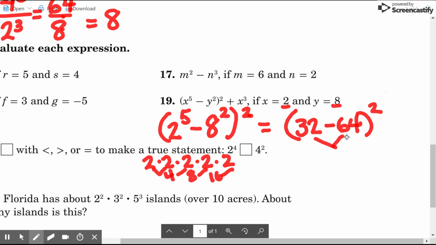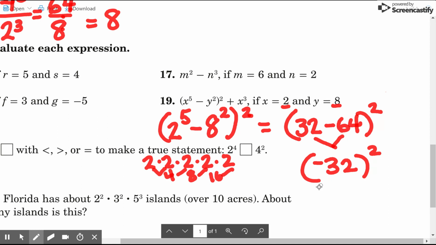Now working inside those parentheses, 32 minus 64. So we're going to subtract them because they have different signs. So 64 take away 32 is 32, and it's negative because 64 has a larger absolute value or a larger distance from 0, so the number is going to be negative. And I'm raising that to the 2nd power.